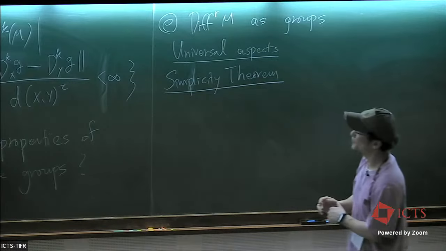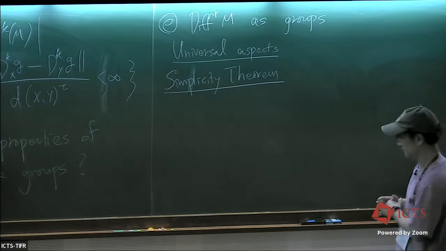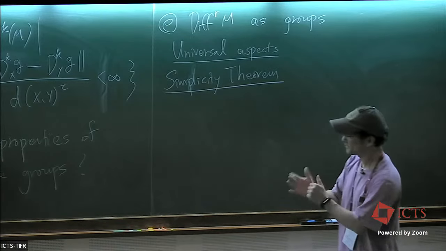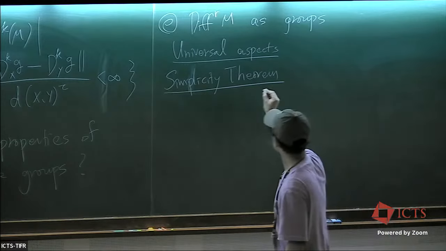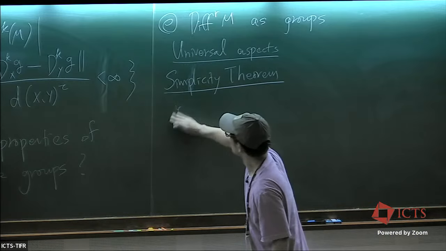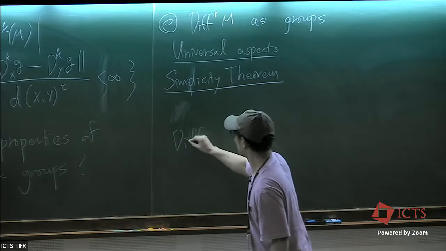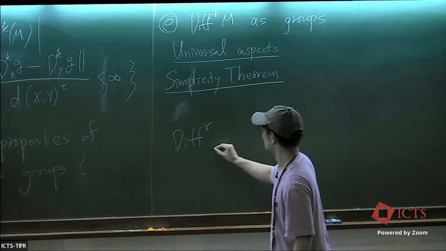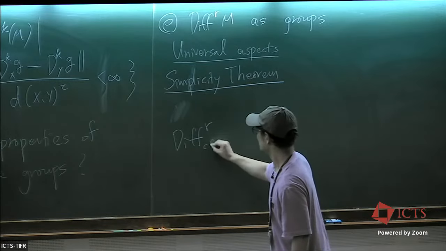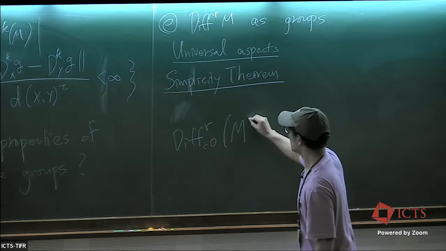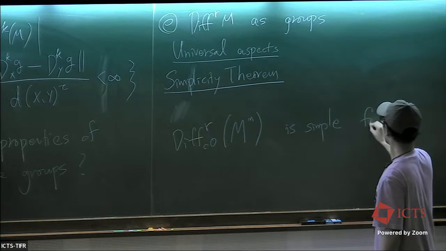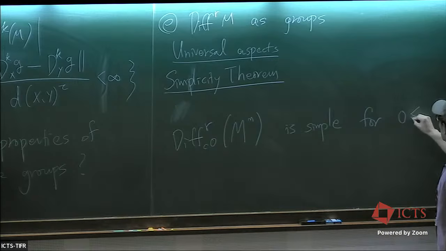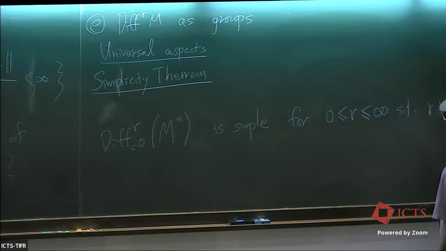Basically, if you take some conceptually minimal subgroup of these groups, then they become simple. That is, the identity component of C^r, I'll explain what this means, of the n-dimensional diffeomorphism group is simple for 0 ≤ r ≤ infinity such that r is not n plus 1.